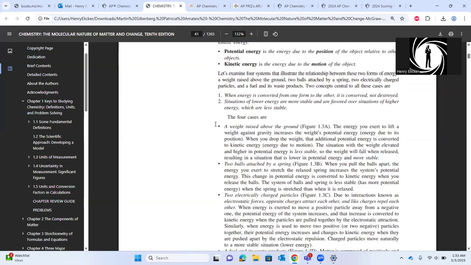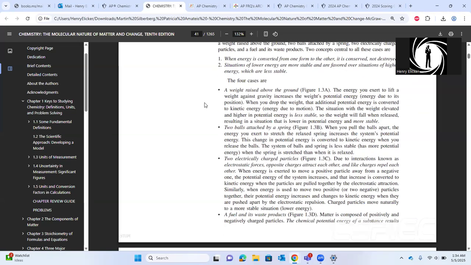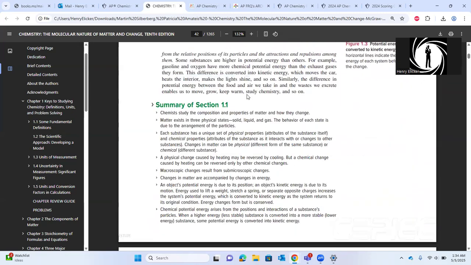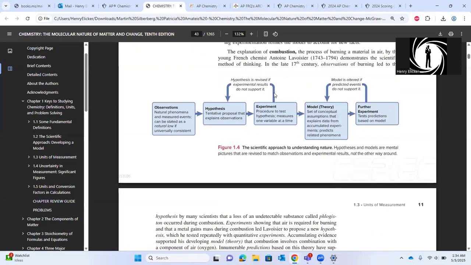Potential is about position, right? So a weight raised above the ground has potential energy because that means it can do something, it can fall. All right, stuff like that. Okay, we're going to skip the model stuff here.